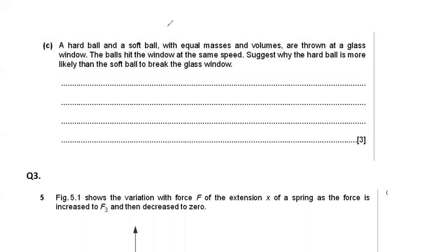Making sense? Miss, can you repeat? Yeah, the hard ball is not going to deform as much as the soft ball. So when the soft ball hits the window, most of the kinetic energy will be turned into strain energy. But when the hard ball hits the window, since there is not that much deformation, it will retain most of the kinetic energy, and that is why it is going to be able to break the glass window. A bit more clearer now? Yes, Miss, thank you. All right.